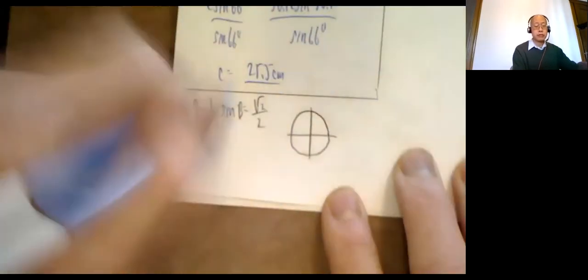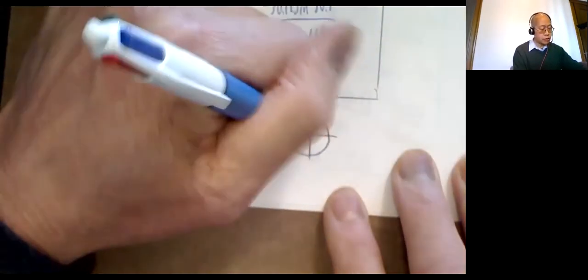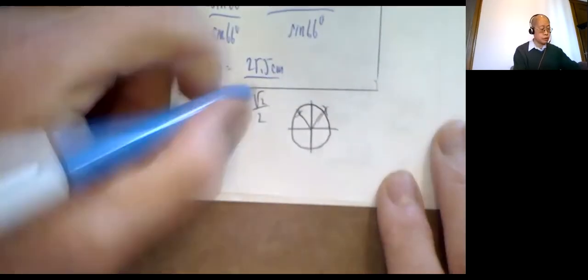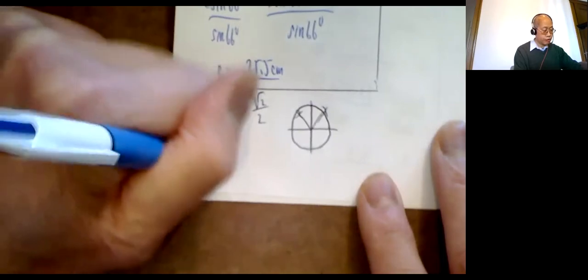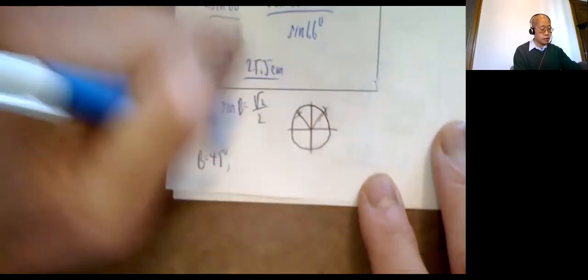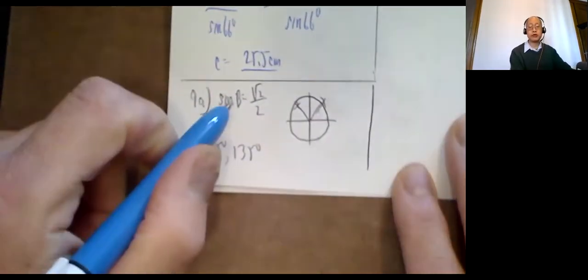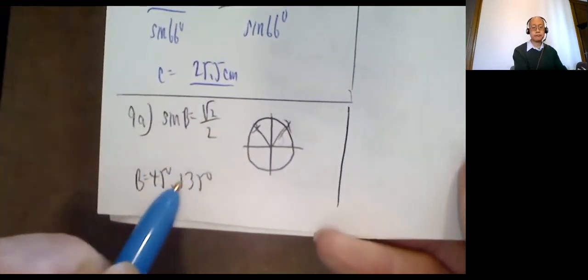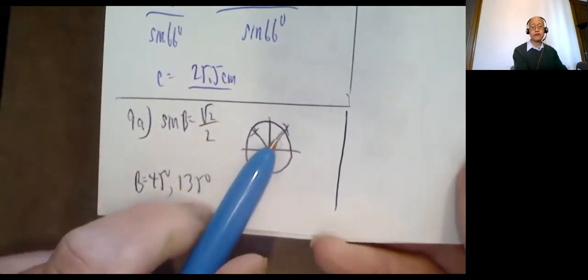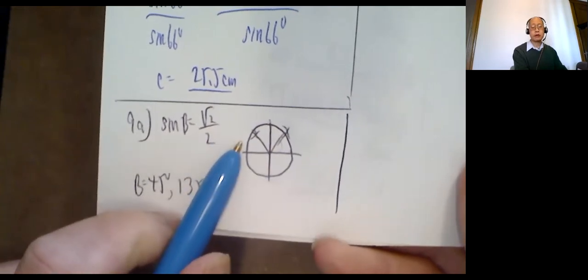Well, we know that B can be 45 degrees, but there's another angle over here. So you have to consider first and second quadrant. So that's 45 degrees, and this one is 135 degrees. So you could have more than one angle which satisfies this equation, right? A 45-degree angle, 135-degree angle.